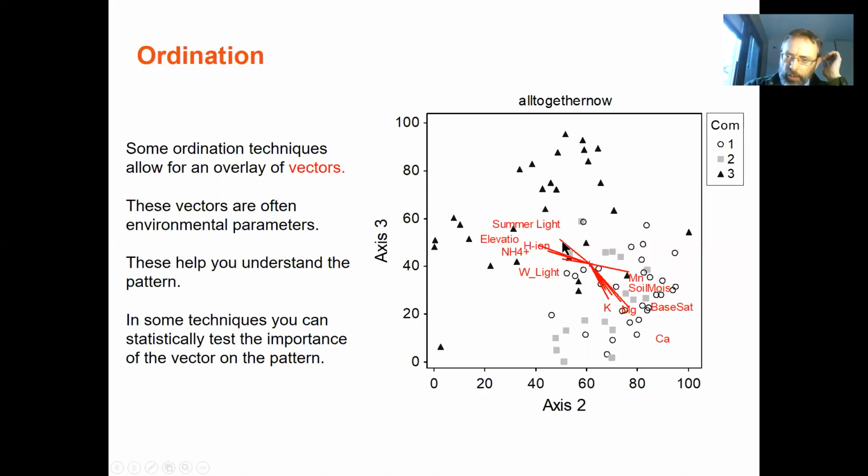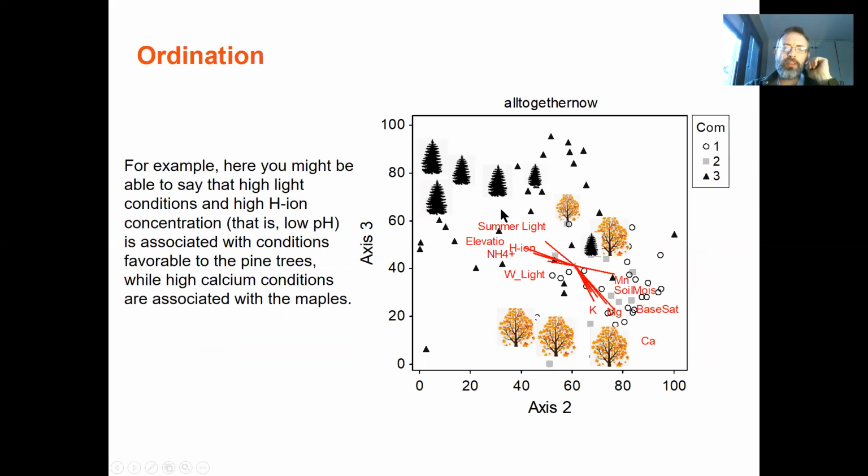Here we've got 3 different communities: these open circles, these gray boxes, and these triangles. And we've got these vectors, and the vectors represent environmental variables. So again, we can imagine here if we had these pines and maples overlaid on there, that you wouldn't have that overlaid on your plots. That's just there for explanatory or pedagogical reasons. But you can imagine that if you had something set up like this, you might be able to say, high light conditions, this is summer light.